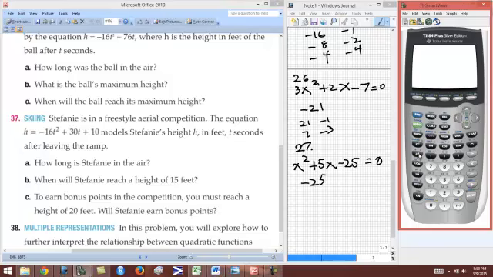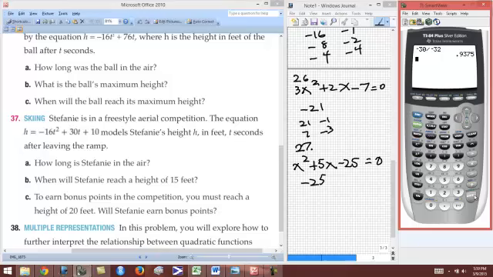So Stephanie is not going to be in the air very long. She's going to reach her maximum height at less than a second. So A is negative 16, B is 30, and C is 10. She starts at 10 feet high. Okay, so we're going to take minus B, minus 30, over 2A, which is negative 32. So that's the x-coordinate of the vertex. That's her maximum height. Okay, so she's not going to get very high.